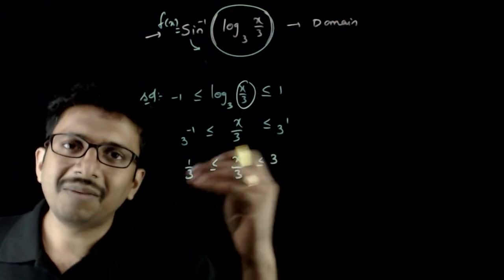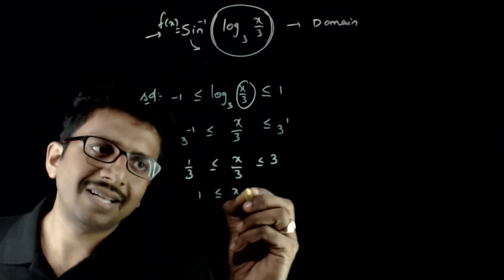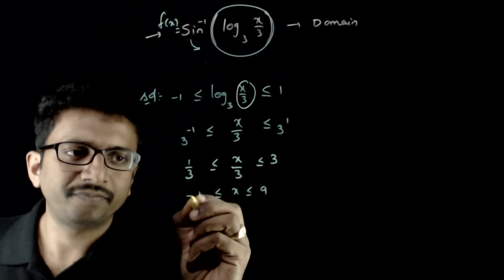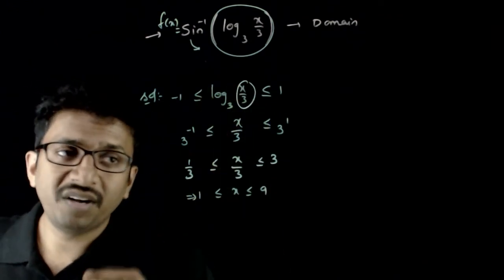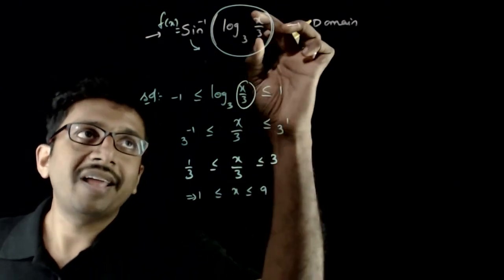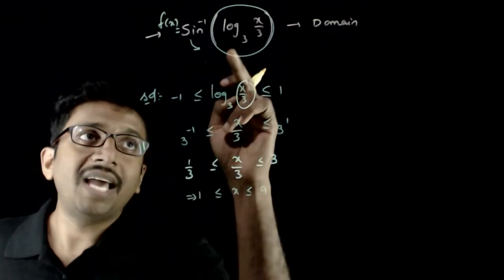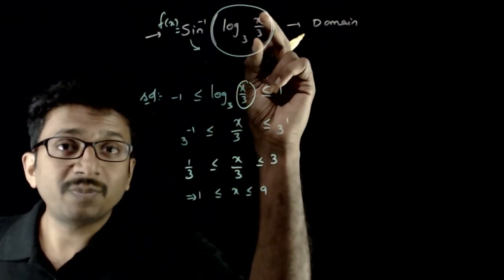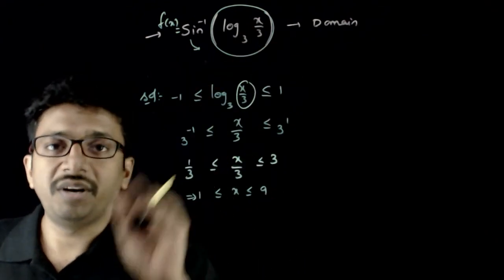Now I'll multiply everything with 3. So 1 is less than or equal to x, less than or equal to 9. That means for this function to be defined, x should be in between 1 and 9. If x is in between 1 and 9, x by 3 will be in between 1 by 3 and 3. Hence, log x by 3 to the base 3 will lie between minus 1 and plus 1. Hence, this will be defined.